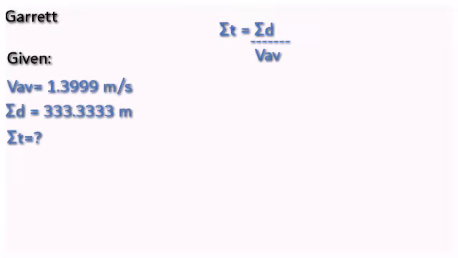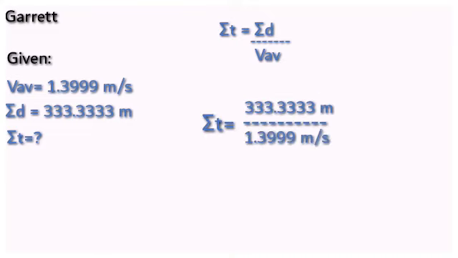Now, we move on to Garrett. Same as before, state the given and the formula and then substitute. 333.333 meters divided by 1.3999 meters per second. Cancel the meters, and the answer is 238.1122 seconds.